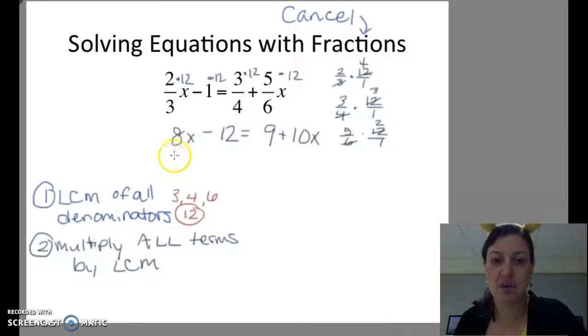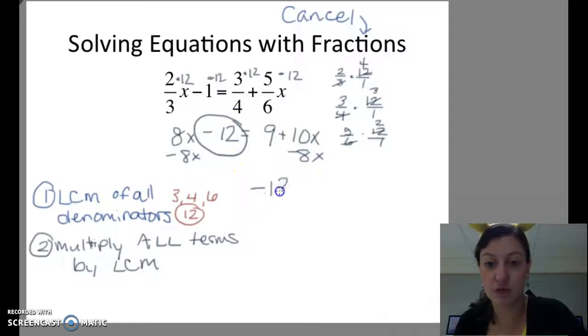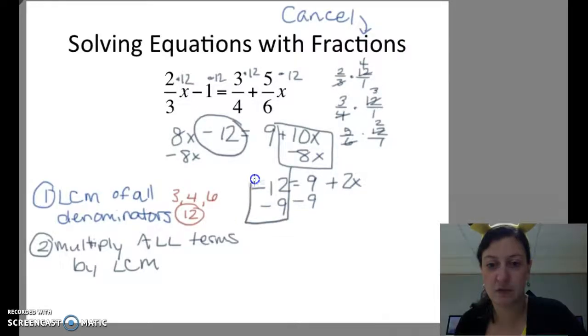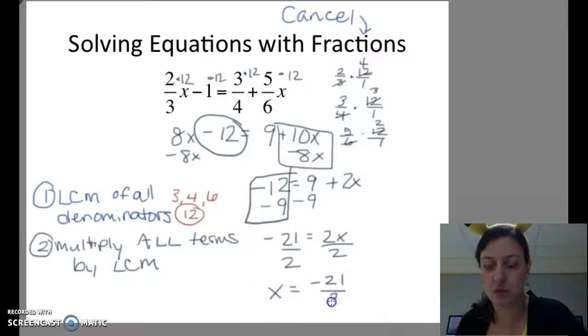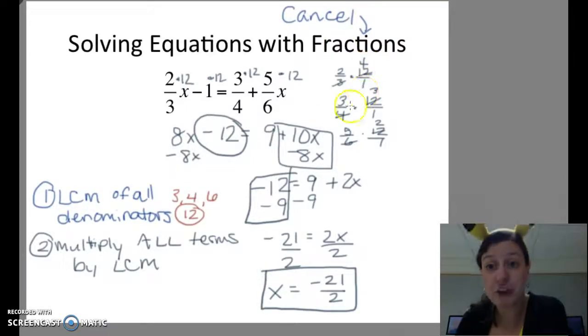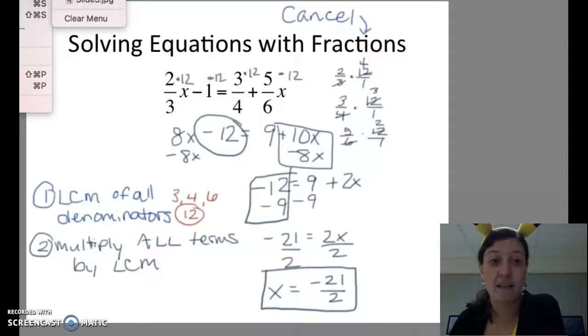Okay, now we're going to solve like normal. Subtract 8x from both sides. I'm going to circle this because of the negative sign. Don't forget those little notations help. 9 plus 2x, subtract 9, negative 21 equals 2x. Divide both sides by 2, and I get x equals negative 21/2. You can leave it like that. That's not a problem. So what's easier than working with fractions? Canceling the fractions. Last slide.